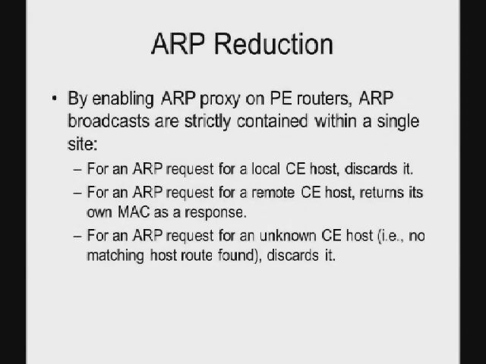By using ARP proxy on P routers, ARP broadcasts are contained within a single site. For example, if an ARP request for a local C host is received, the P router just discards it. For an ARP request for a remote C host, the P router should return its own MAC address. For an ARP request for an unknown C host, that is, there is no matching host route for that destination host, the P router should discard the packet.